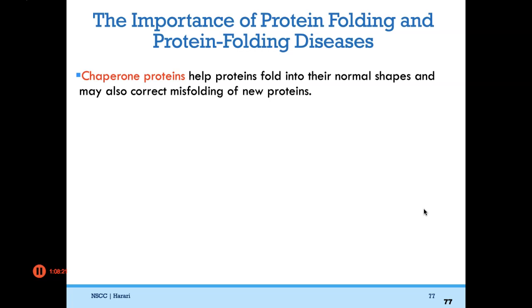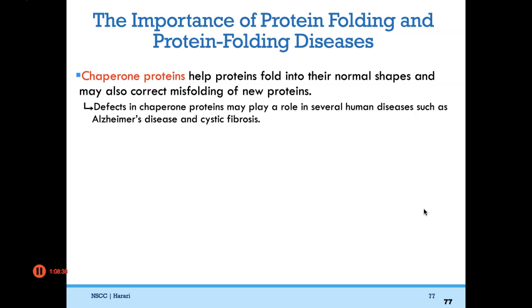We have special proteins called chaperone proteins that help other proteins fold into their normal shapes. Chaperone proteins, again, like chaperones, guide the proper folding of proteins, and they can also help correct any misfolding of proteins. And we now have evidence that certain diseases like Alzheimer's or cystic fibrosis might have defects in chaperone proteins, because Alzheimer's disease is a result of protein tangling and protein aggregation. They stick together. So maybe chaperone proteins are defective, because chaperone proteins normally prevent our other proteins from sticking together and from tangling.